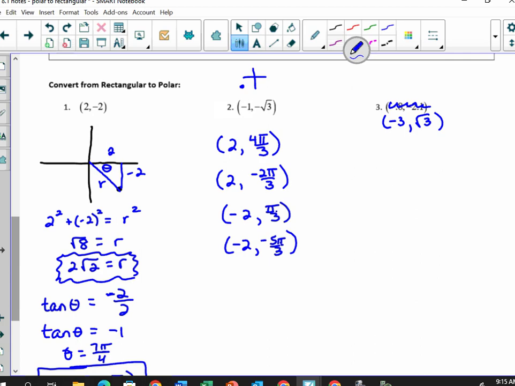Yeah? Okay. Once you've found R, if you want to do sine or cosine, you can. But tangent, you were given X and Y, so tangent's easy to do there. But it's up to you. The whole point is you're converting from rectangular to polar, so you have to have the X and Y. All right, guys. Number 3, what'd you get for your radius?